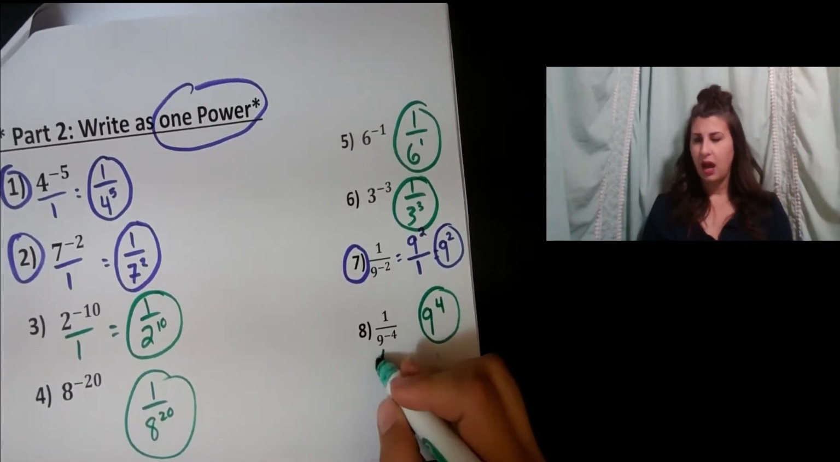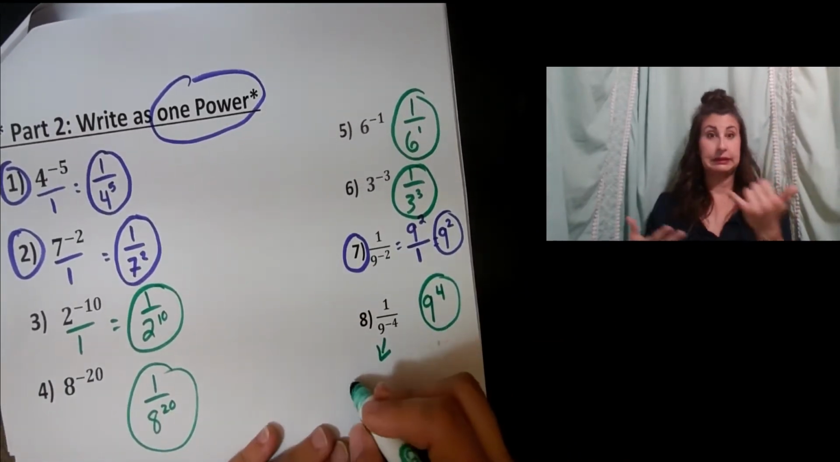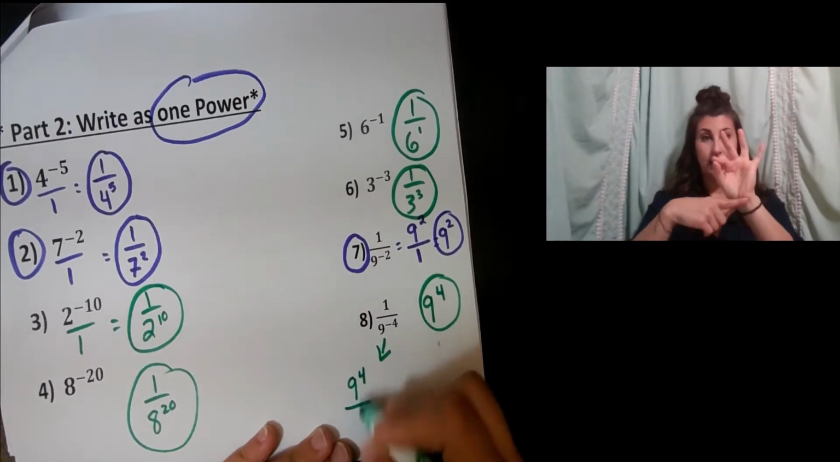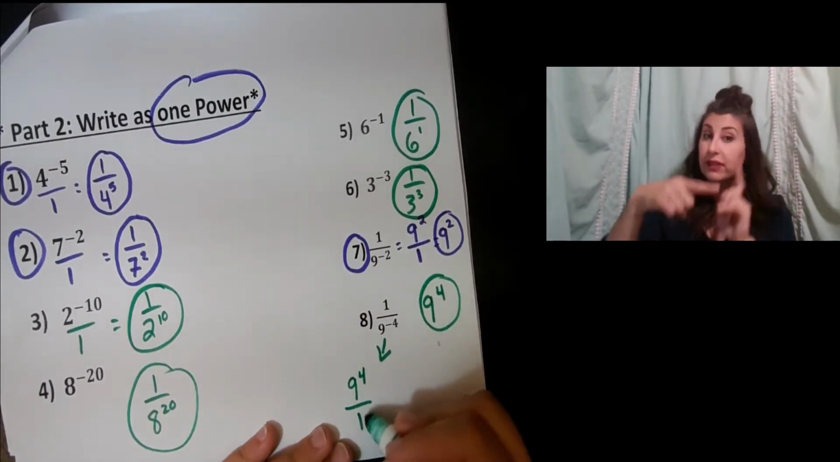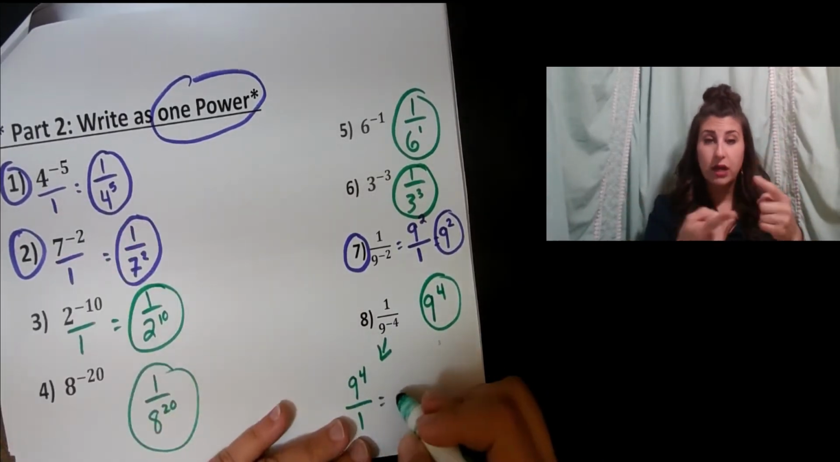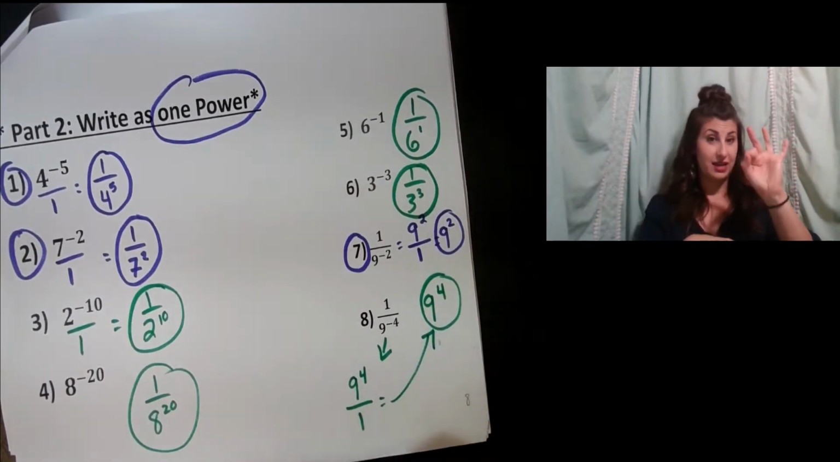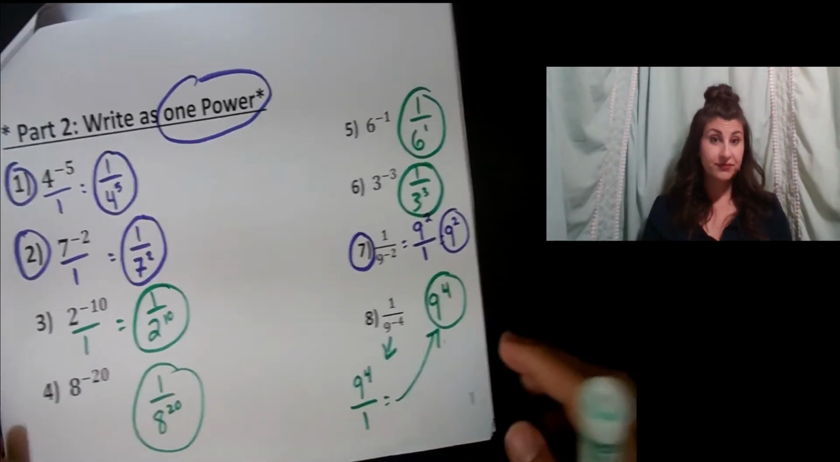All right, and let me break that down for you just in case. It should have been 9 to the fourth over 1, but anything over 1, we want it simplified, just turn it into 9 to the fourth. Okay. All right.